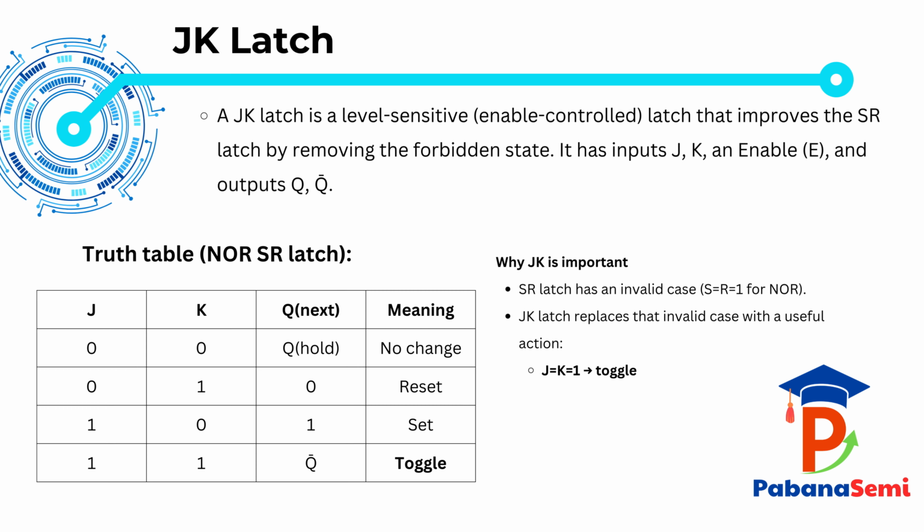So remember this: 0, 0, hold; 0, 1, reset; 1, 0, set; 1, 1, toggle. This is the JK latch, and later we will explore the JK flip-flop, which is clock edge controlled and effectively solves race issues.